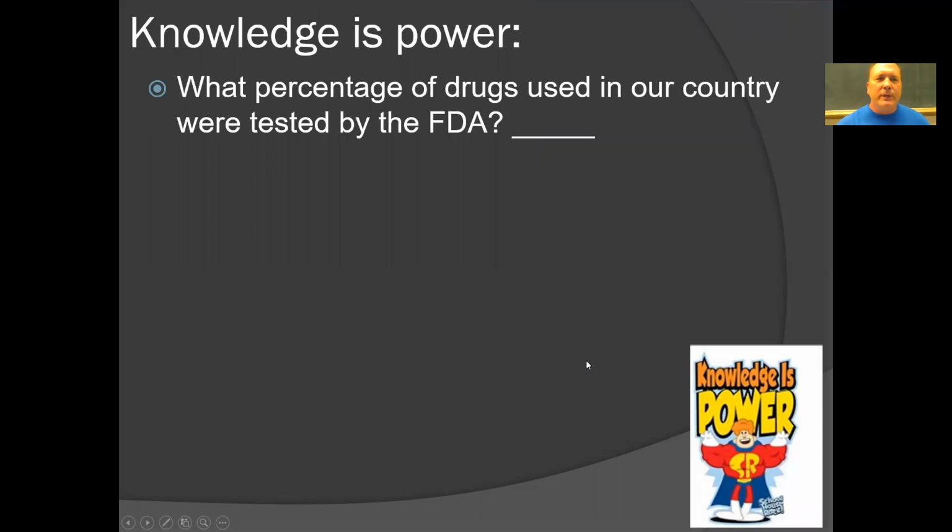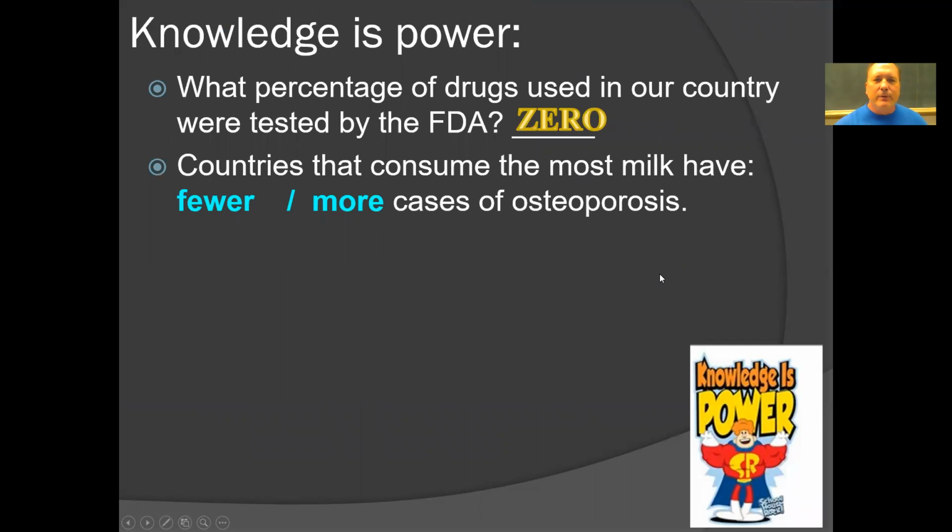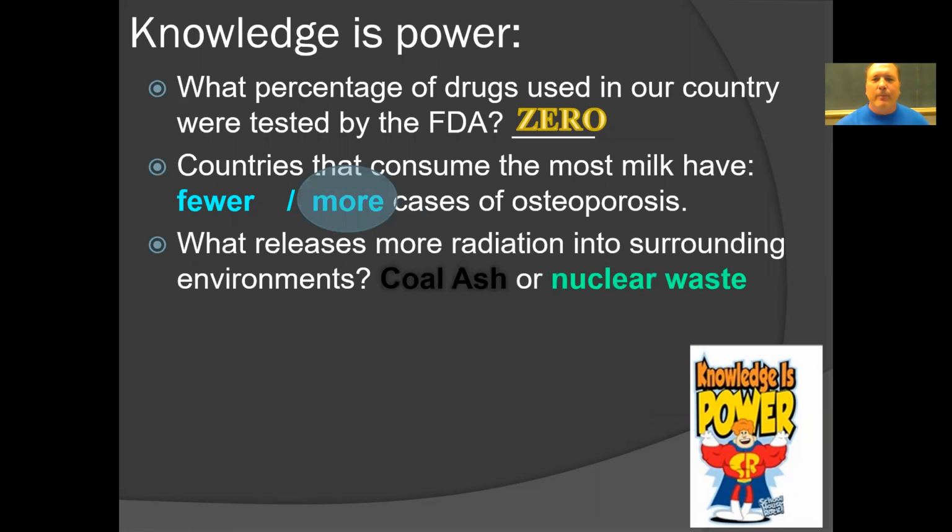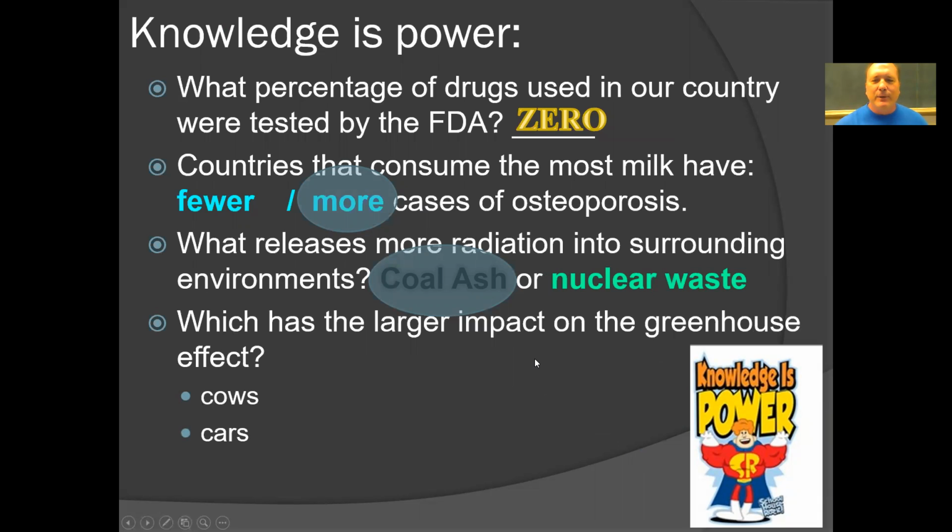I've just got a couple of questions you can think about, and I will pop up the answers real quick. What percentage of prescription drugs are tested by the FDA? You may be surprised that that number is 0. What is a sign that countries are going to have high osteoporosis? Is it more or less milk? It turns out that the more milk people consume, the higher the rates of osteoporosis they have. You may be on to the leading questions here, but this one is coal ash. And then last but not least, the largest impact on the greenhouse effect is the production of meat, cows.